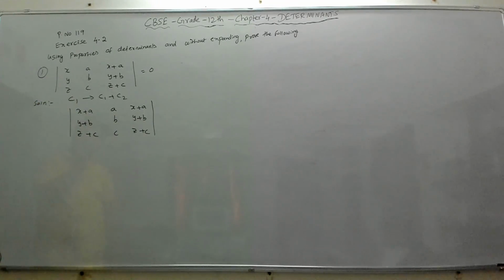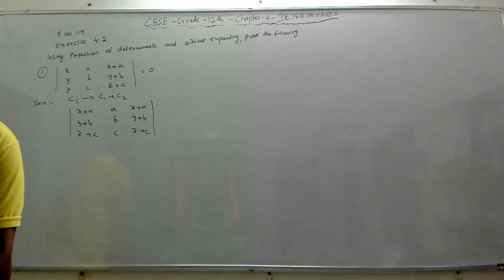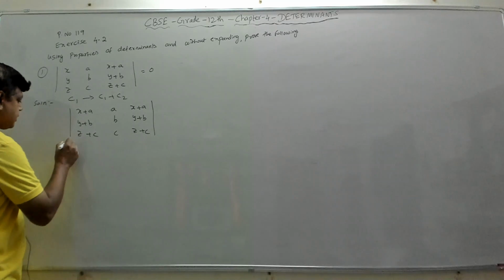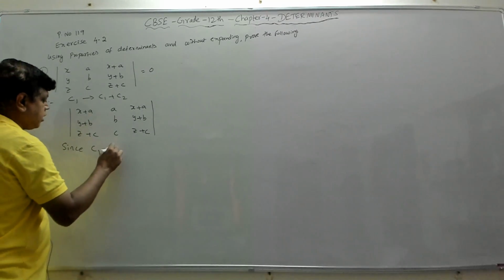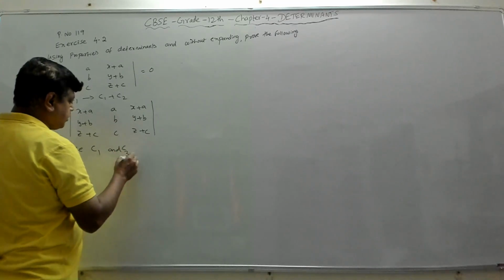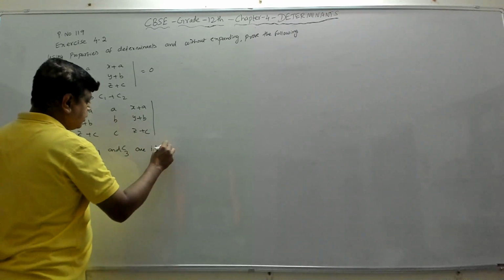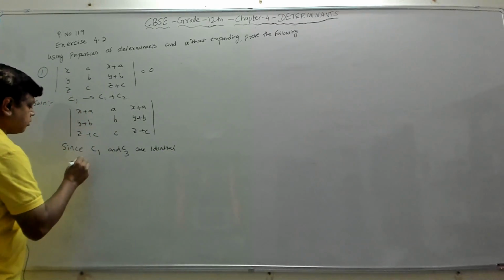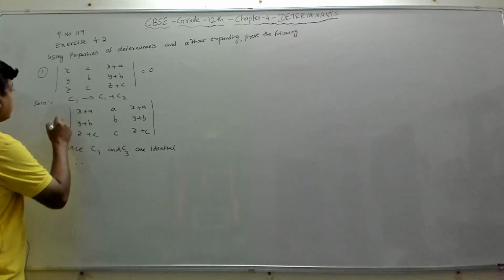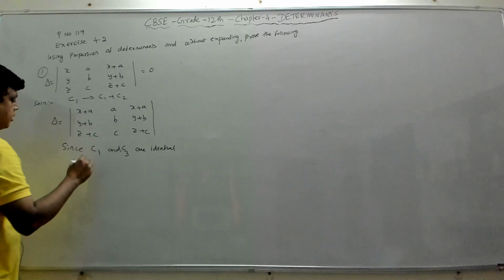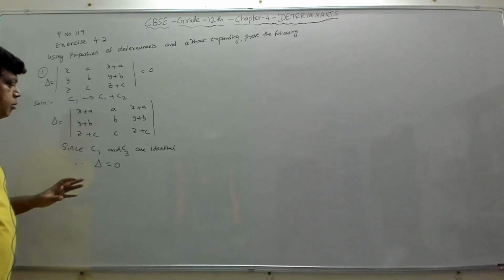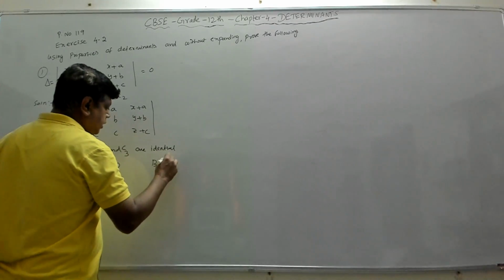This is by property number 3. Fine. So we'll say since column 1 and column 3 are identical, which means the elements of, since C1 and C3 are identical, therefore the value of the determinant is 0. Suppose I call this delta, therefore delta equal to 0, which means the value of this is equal to 0. This is by property 3.